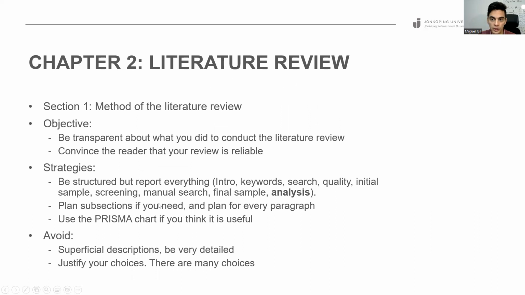So if you wish, in the method section, you can use subsections, like maybe one for keywords, maybe a subsection for search engines, if you want. I don't know, it's up to you. And you can use the Prisma, and you can even put the Prisma chart in there. So avoid superficial descriptions. As I said, don't only mention that you used Google Scholar, but explain why Google Scholar. Acknowledge the advantages of Google Scholar, and also acknowledge the limitations of Google Scholar. Justify your choices, as I said. There are many choices that you make that you have to put in there.